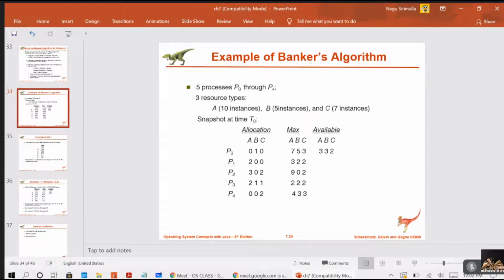Now you are supposed to take the need matrix. How are you going to take the need matrix? Need is equal to max minus allocation. Need is equal to max minus allocation.